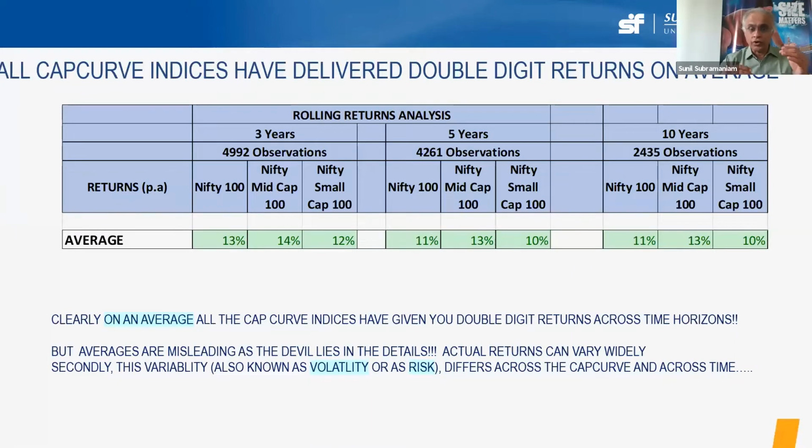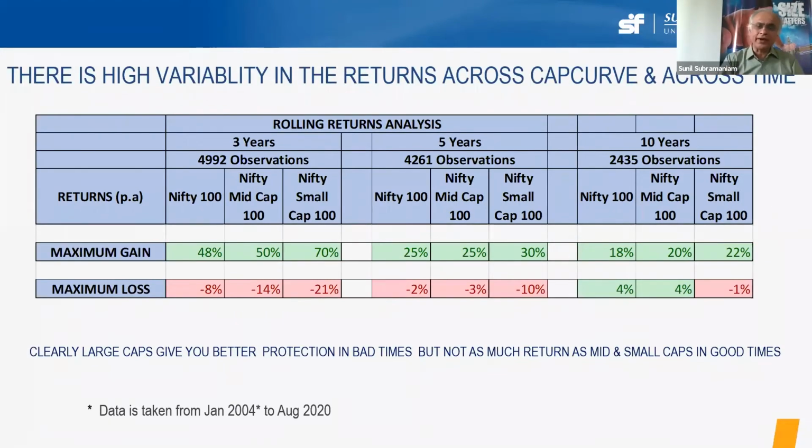The degree to which returns vary around the average is known as volatility or risk or standard deviation, multiple names for it, but all of them mean one thing, that is, they give you different returns depending on when you invested. So when you look at it and ask, in 3 years, what did I get maximum? Or in 5 years, what did I get maximum? And what did I get minimum? That is, if there is a loss, what is the maximum loss I suffered? There you can see very clearly. Let's discuss the 3-year periods. Over almost 5,000 observations, we saw that when the timing was good, large caps gave you 48% per annum.